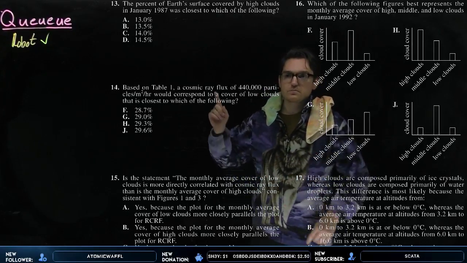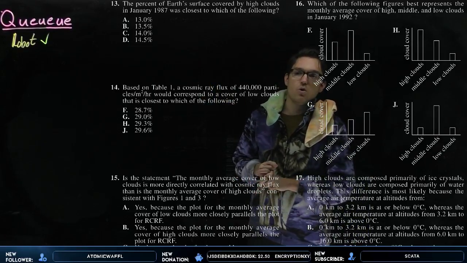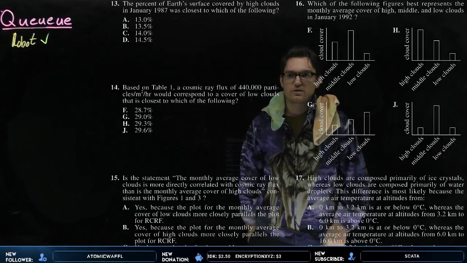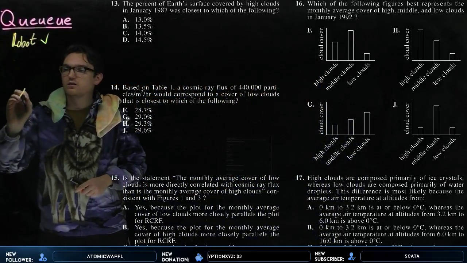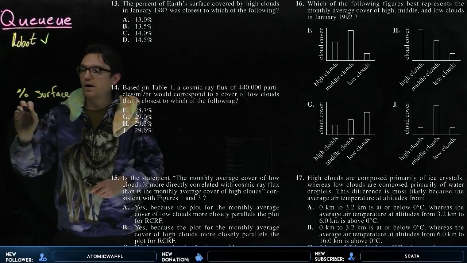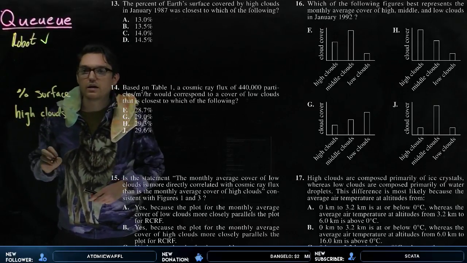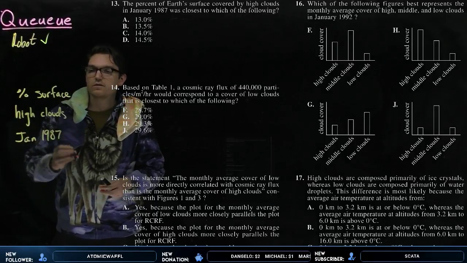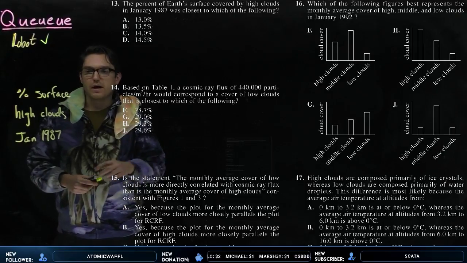Number 13. The percent of Earth's surface covered by high clouds in January 1987 was closest to which of the following, and we get a bunch of percentages. So before we go back to the first page, I'm going to write down some of those key terms. So we want a percent of the surface covered by high clouds in January of 1987. I did not exist yet at that point. Brendan, go ahead and take us back.